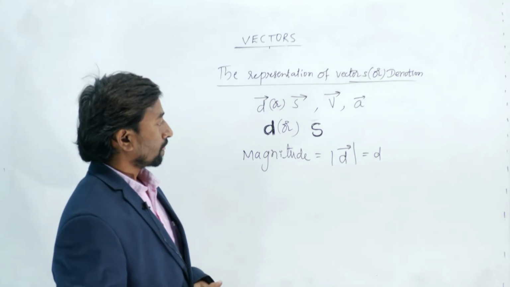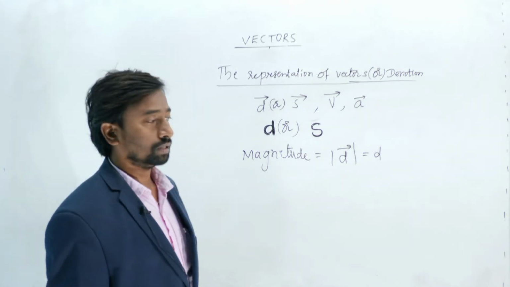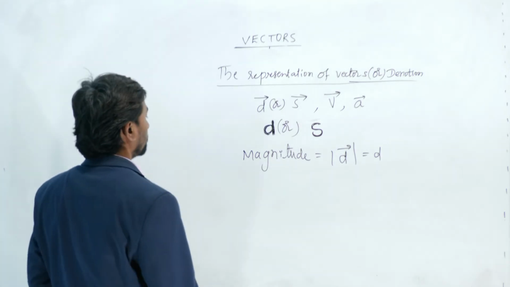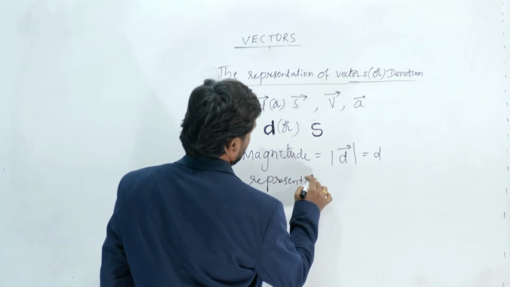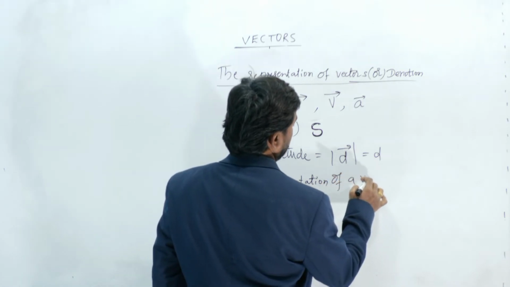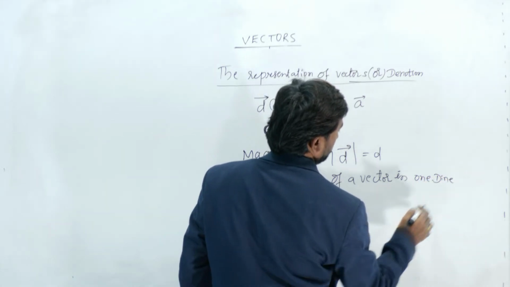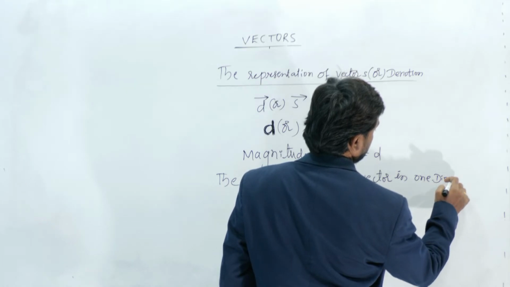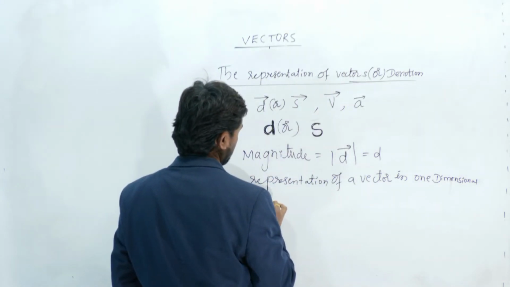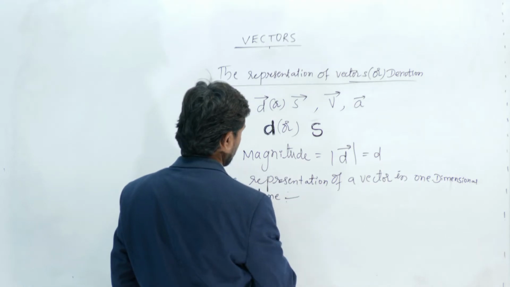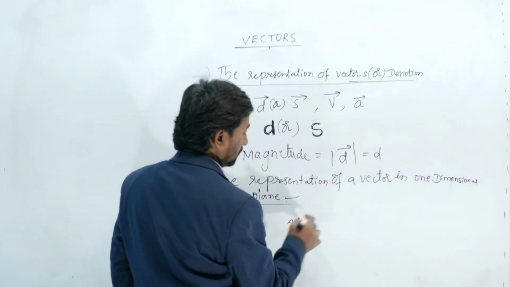Okay. So how can a vector be represented in a one dimensional plane? We will see that now. The representation of a vector in a one dimensional plane, 1D. It means a person is traveling from A to B in one particular direction.